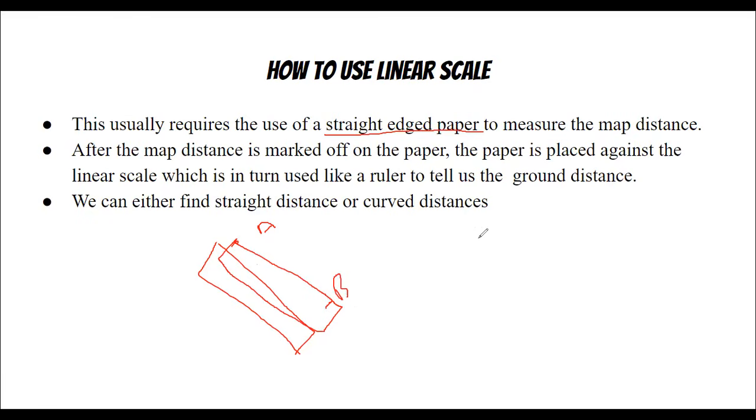But in other situations, you might be asked to find the distance from A to B, and it's not the straight line that you're being asked. You're being asked to find the curved distance. Again, you would use the straight edge paper and you would pivot the paper around. I'm going to go into it in a little bit more detail afterwards. You would pivot the paper around and you would mark off all the little straights on the paper, and then you would take the paper again and place it on the scale.